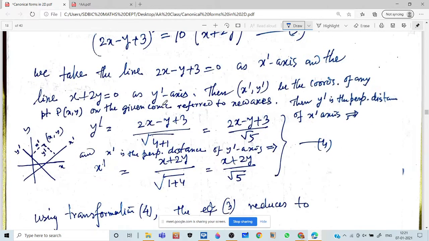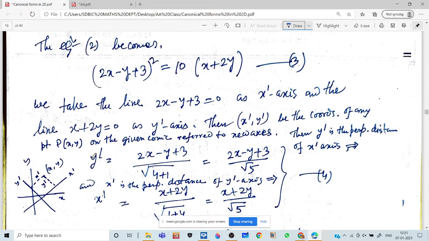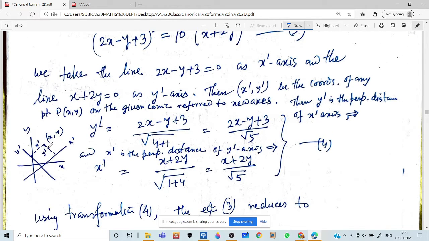So this is the x dash axis. Put y dash equal to this distance. The perpendicular distance from any point x, y to the x dash axis is y dash. So this is the new x dash axis.